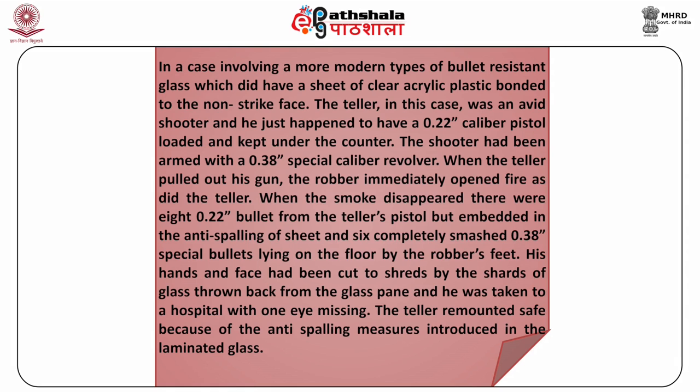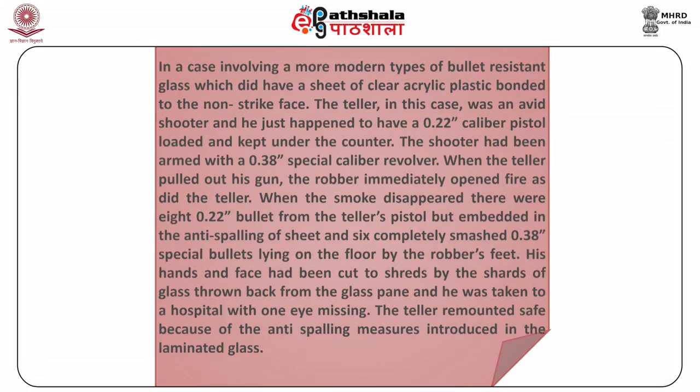When the smoke disappeared, there were 8 .22 bullets from the teller's pistol embedded in the anti-spalling sheet and 6 completely smashed .38 special bullets lying on the floor by the robber's feet. His hands and face had been cut to shreds by the shards of glass thrown back from the glass pane, and he was taken to a hospital with one eye missing. The teller remained safe because of the anti-spalling measures introduced in the laminated glass.